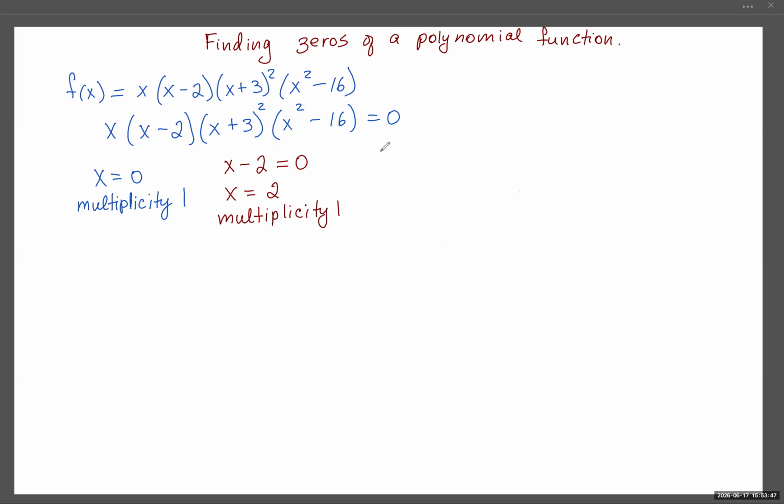Okay, the third factor, x + 3 = 0. So x = -3. Now, x + 3 was squared to begin with. What does that mean? So, kind of on the side, a little note. x + 3 squared really means (x + 3) times (x + 3). So there's really two zeros that are identical that happen to be in the same location. So that means that the multiplicity of this zero is 2.